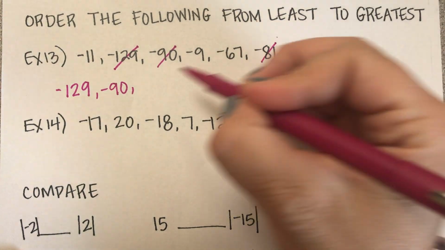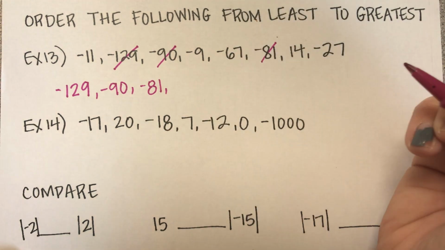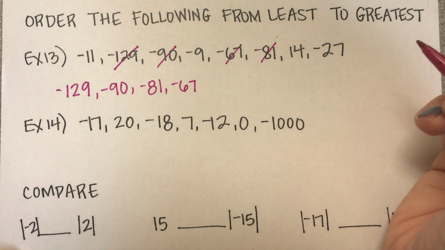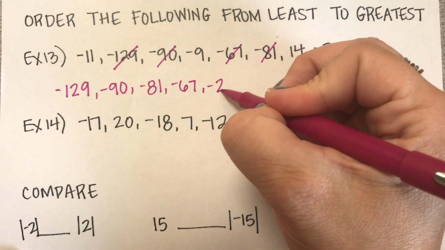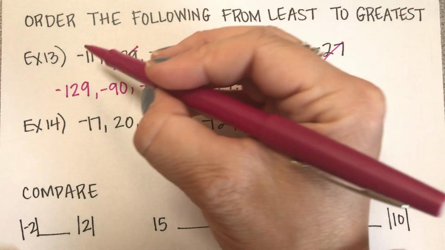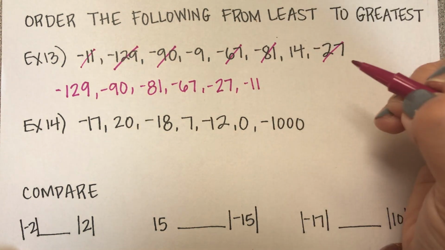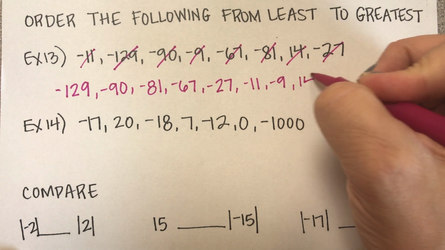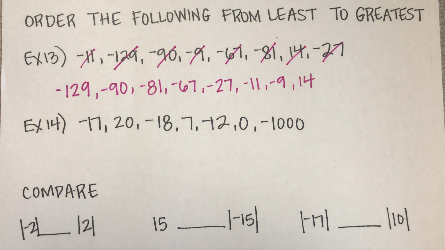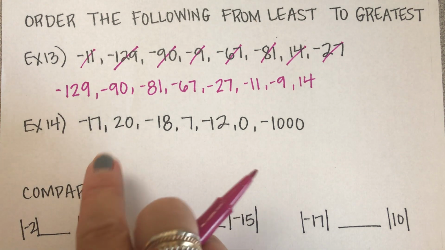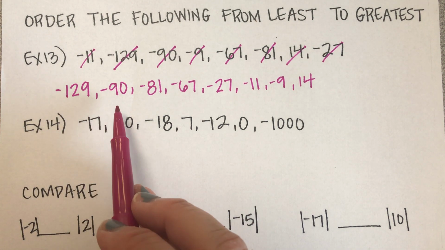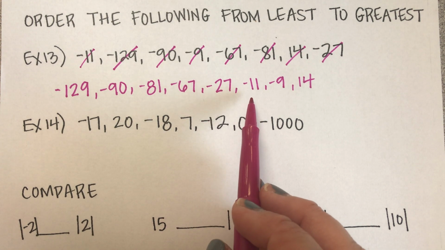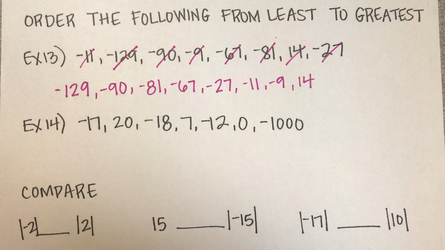Next, negative 81, negative 67, negative 27, negative 11, negative 9, positive 14, right? Or think about it as we're going from the lowest temperature to the highest temperature. So negative 129 degrees, negative 90, negative 81, negative 67, negative 27, negative 11, negative 9, and then positive 14.